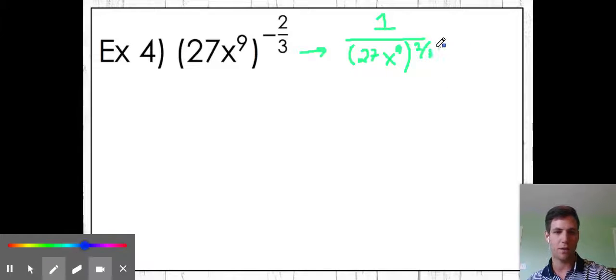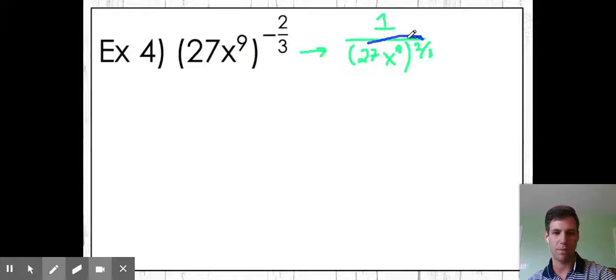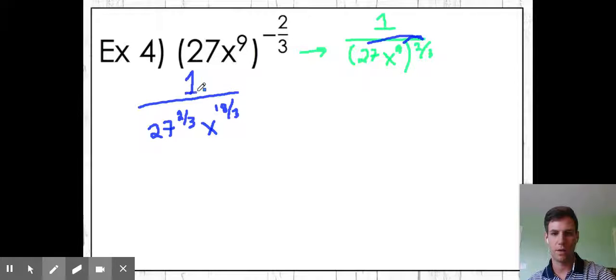Now that 2/3 is going to go on top of each of these two parts in the parentheses. So I have 27 to the power of 2/3, and I have x to the 9th. So I just got to do 9 times 2/3, which ends up being 18 thirds. And remember, this is all over 1 still.